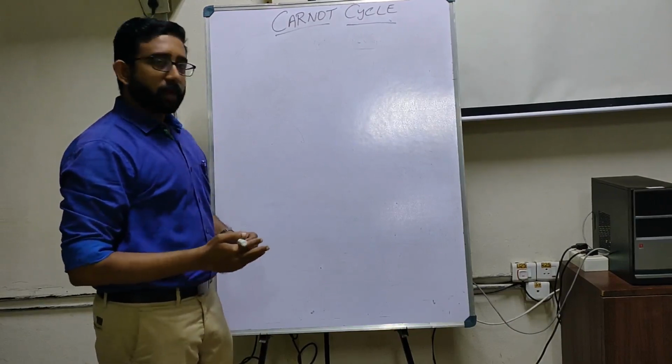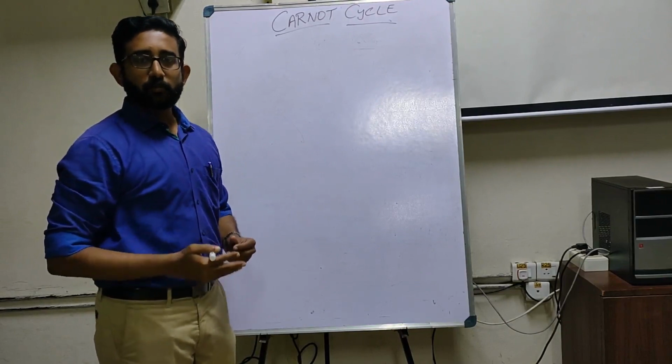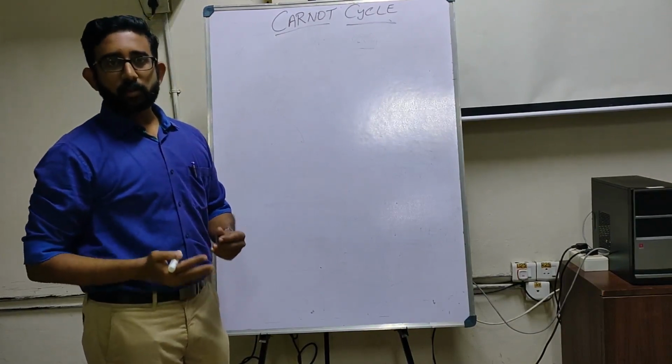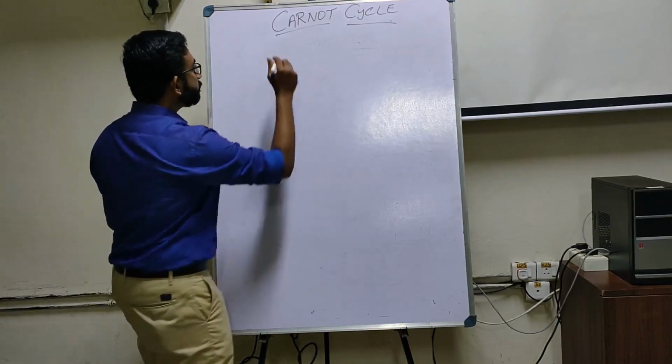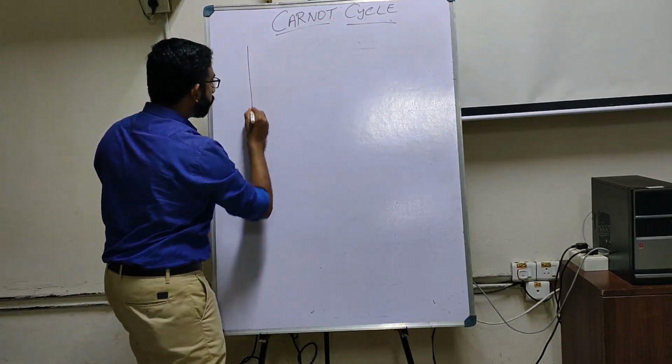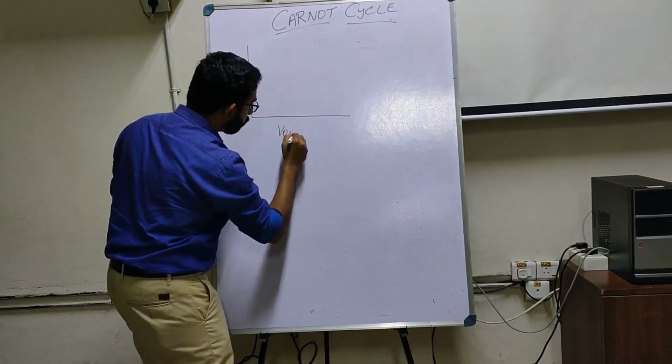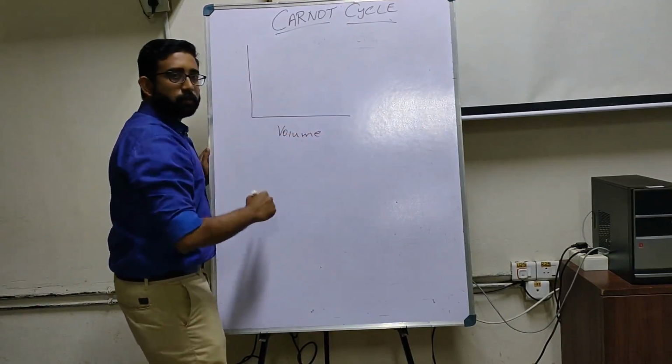And the Carnot cycle can be explained with the help of a pressure volume chart, and now we will see how to draw this PV diagram for a Carnot cycle. The x-axis is the volume and the y-axis is the pressure.